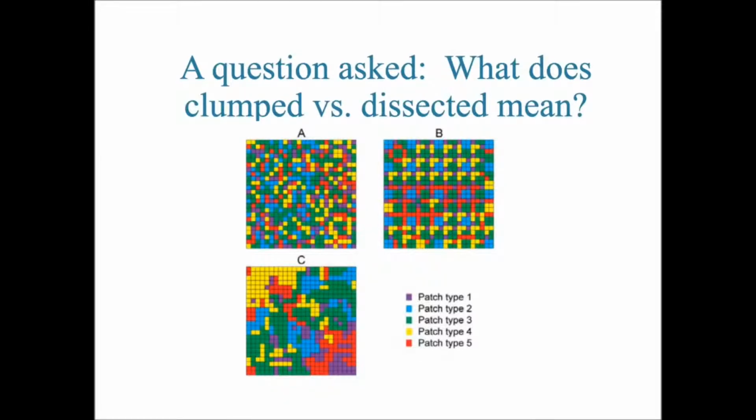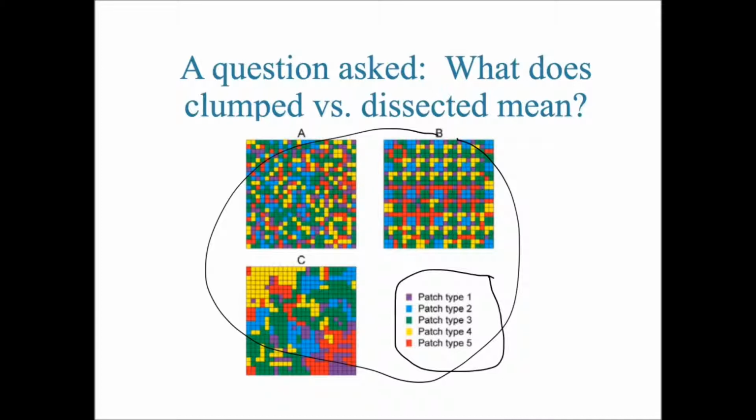So one of the questions that you asked was, what does clumped versus dissected mean? Well, let's try to illustrate with this graphic that shows 3 different landscapes. They each contain these 5 patch types, which represent different land cover classifications, illustrated by a different color. So they all have the same composition of those 5 patch types. But clearly they have different configuration or the arrangement of those patches on the landscape.